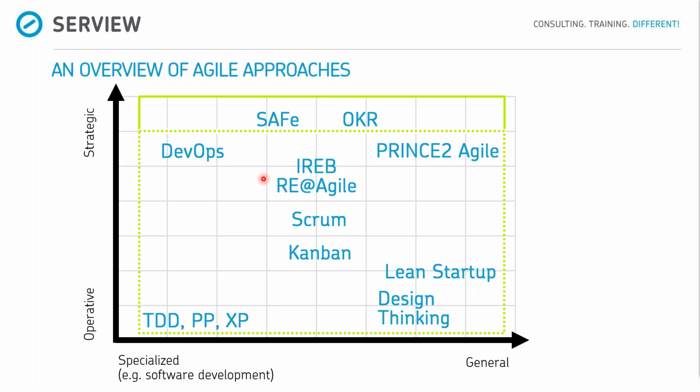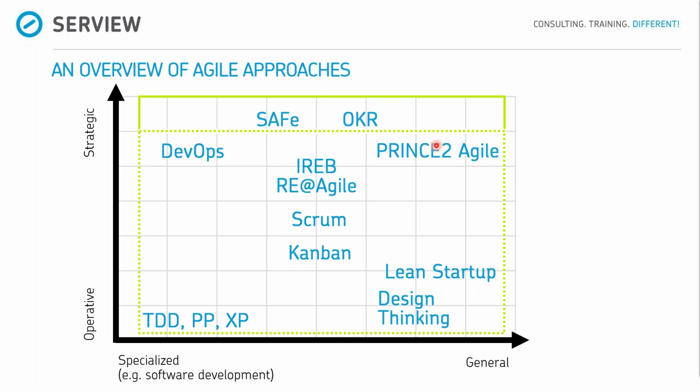Here you can see IREP, Requirements Engineering at Agile. It is used for requirements engineering in Agile environments, and this framework can combine with Scrum and Kanban. I will tell you more about Scrum and Kanban in the next slides, but IREP, Scrum, and Kanban connect the operative and strategic fields, and you can use them for software development, but also in any other verticals outside of IT communication. Here on the right, we see Prince to Agile.